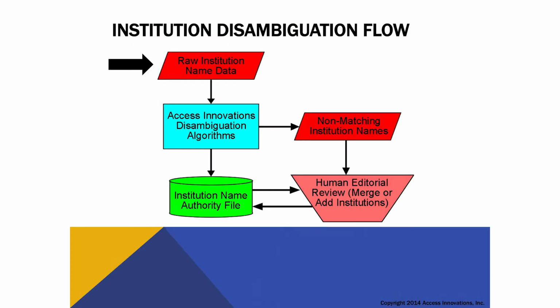So how does the institution disambiguation work? Well, very simply, you have a whole lot of data that you've pulled, which comes in as raw names. You send it to the disambiguation algorithm. It does as many matches as it can. It suspects that things are matching. It lumps them together in a file. There's a QC process. Anything that doesn't match gets kicked out and reviewed by an editor. Those things go in the institution file, and the process is iterative until you're relatively sure you have a pretty good list to work with.